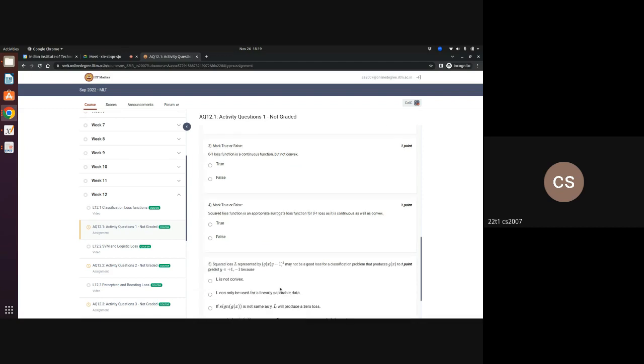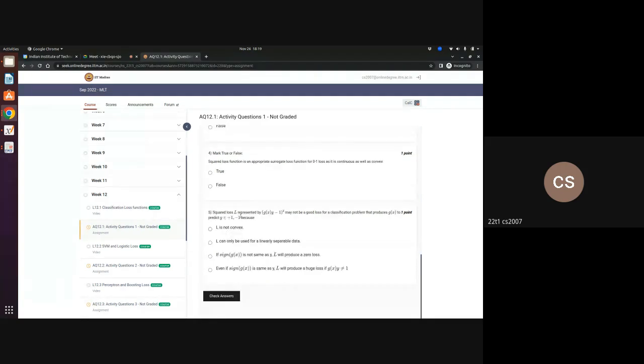Next question. It's a continuation of whatever we just discussed. Squared loss represented by (W transpose X into Y minus 1) squared may not be a good loss function. Why? L is not convex. No, this is untrue. This is false because L is actually convex. L can only be used for linearly separable data. There's nothing like that, so this doesn't make sense. If sign of W transpose X is not the same as Y, L will produce a zero loss.